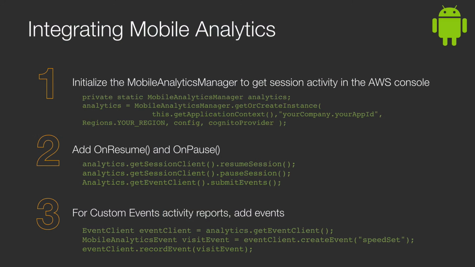Setting up the stock events is as simple as just initializing the Mobile Analytics Manager object, and that'll give you session activity in the AWS console within 60 minutes of the activity taking place. You can also resume and pause analytics recording sessions, as you can see there. And you can add those custom events very easily too, using a custom event object that you can create using code similar to the third sample that you can see on the screen here.